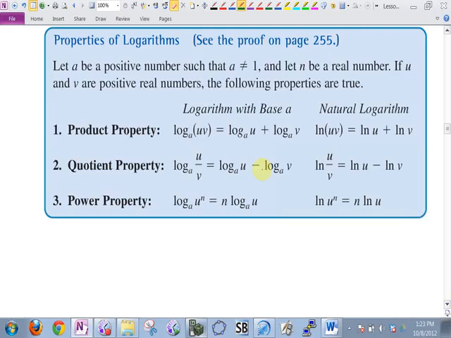Do you remember these properties from Algebra 2? Or do you remember having learned them? They'll come back to you pretty quick.